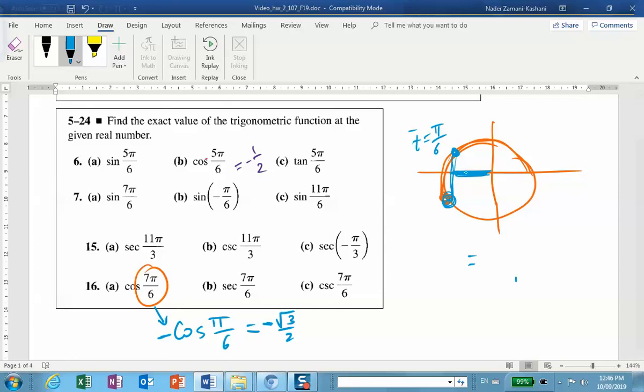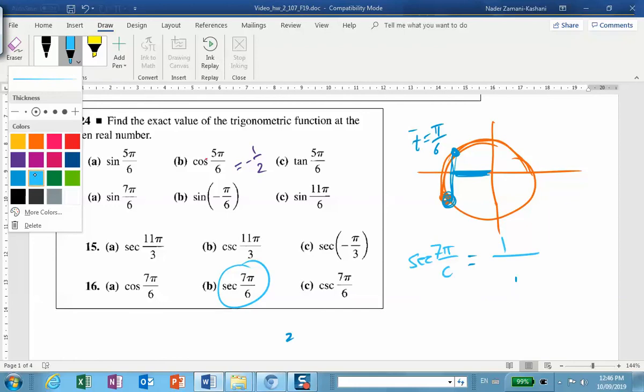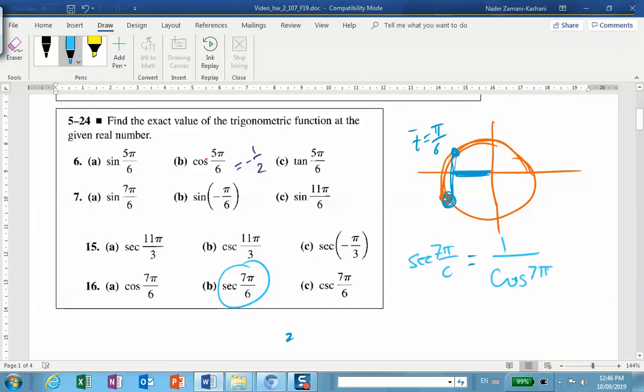And let's finish it up by doing part B. Let me erase these. Part B is this. The meaning of secant of 7 pi over 6, secant, is 1 over, you have to know these, 1 over cosine of 7 pi over 6, right? The reference number for it was cosine of pi over 6. Now we just have to watch out about the signs.